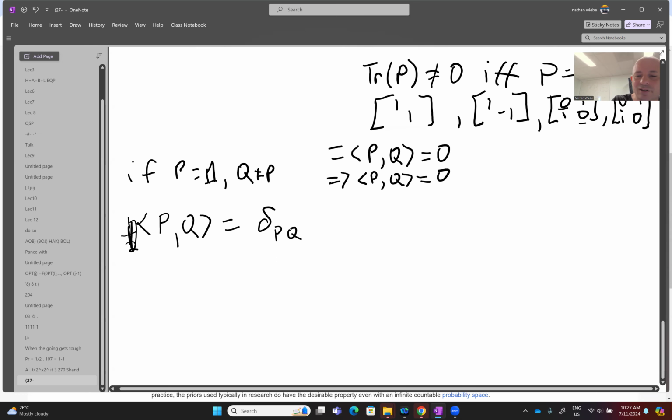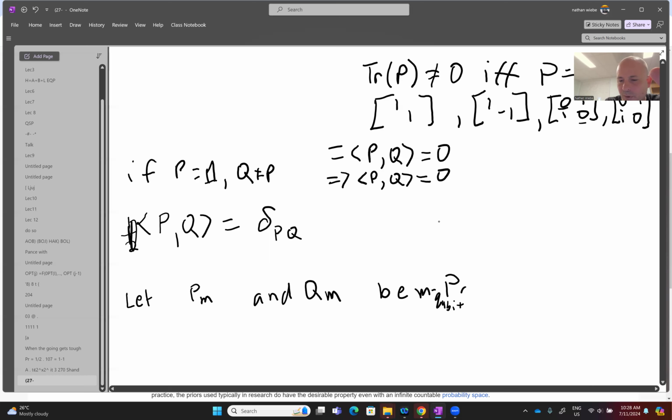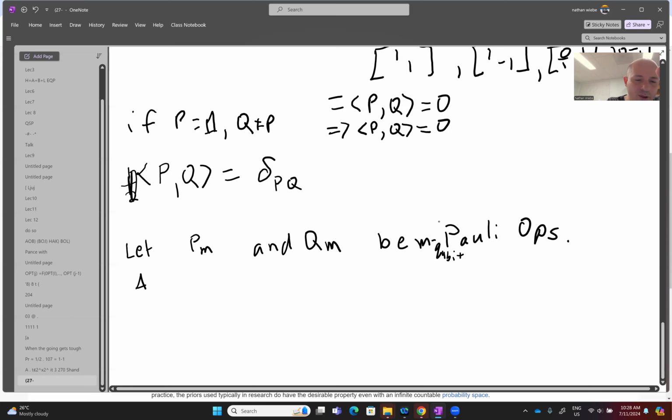But now let's go to the multi-qubit case. So if we go to the multi-qubit case, let P_M and Q_M be M qubit Pauli operators. And further, assume that for M minus 1 qubits, Paulis form an orthonormal operator basis.